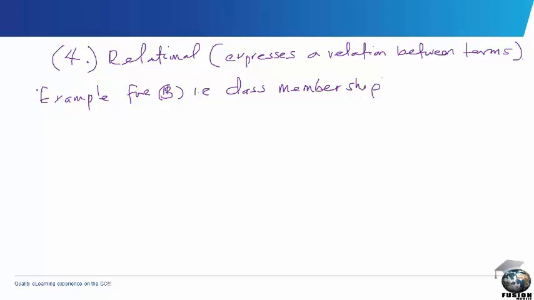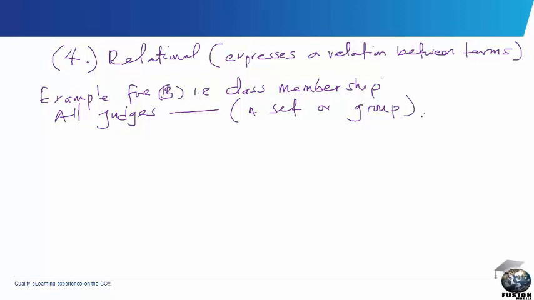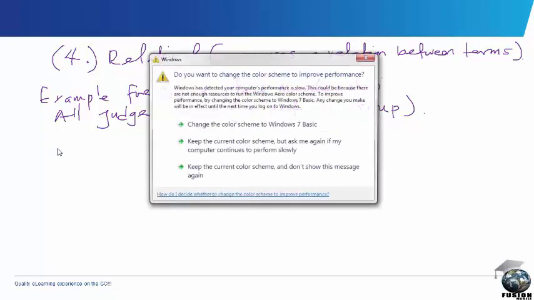So you can see that all judges defines a set or a group. We said that it states that a certain set is a part of another set. And then an example of the relational form of simple statement is that hexagons have more sides than rectangles. Now you can see that this expresses a relationship between two terms.